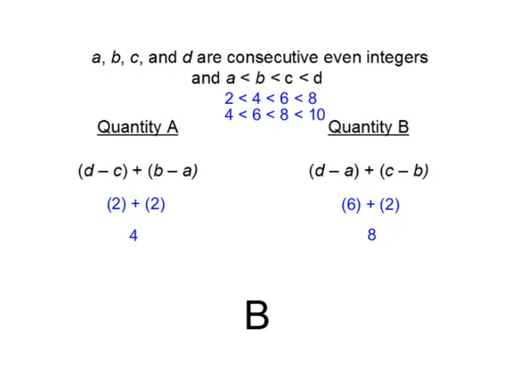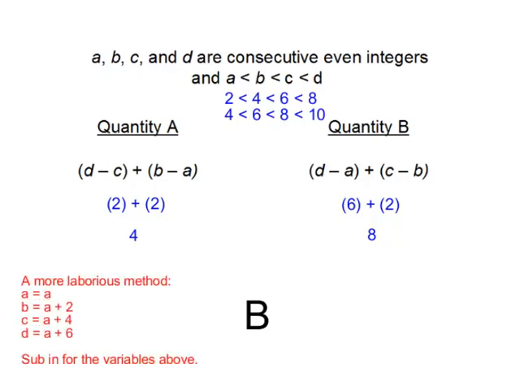Another way to do this one that I think takes a little bit more time is to put all the variables in terms of A. B is 2 greater, C is 4 greater, D is 6 greater, and then just plug them in. You'd end up with those same numbers. You just would have at least a line of algebra before you get to those numbers. So B is the answer.